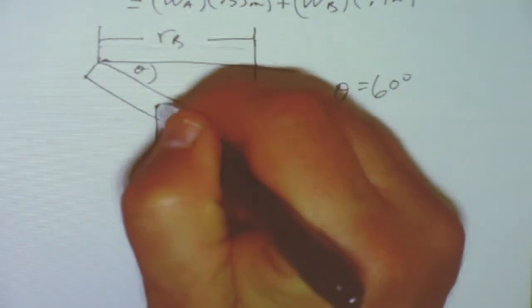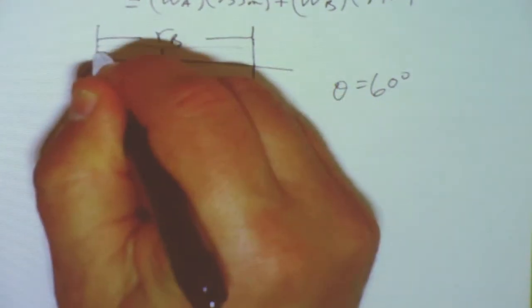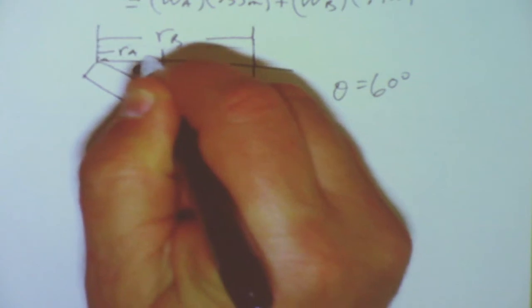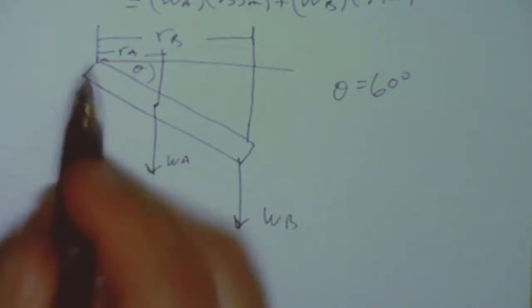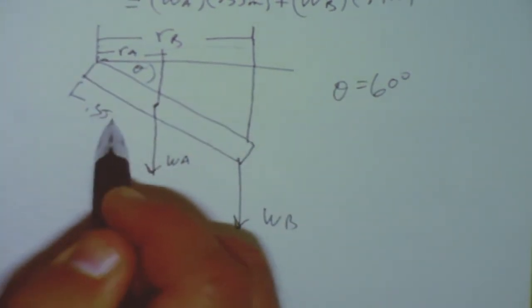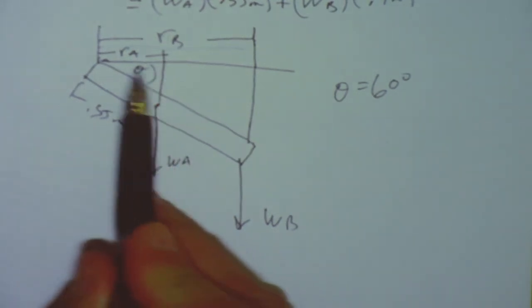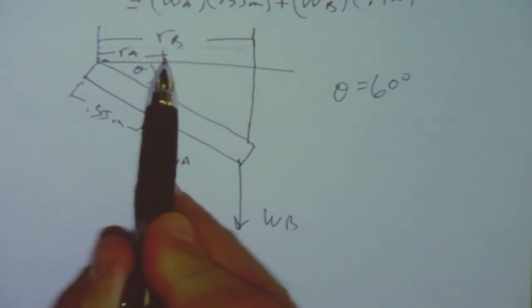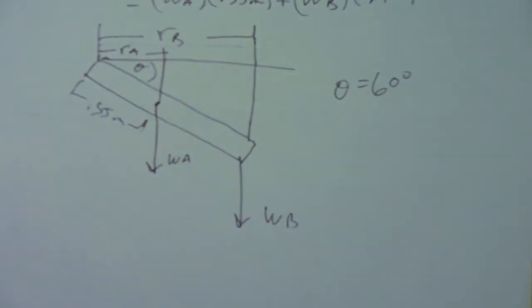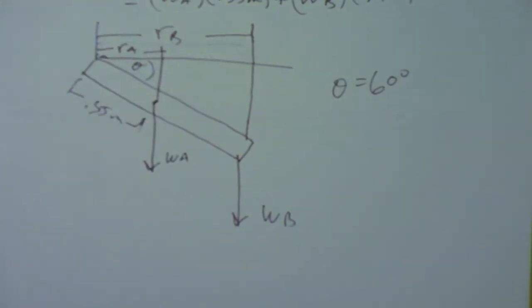Same thing, you'll have to figure out this distance. So this was 0.35 meters. You need to figure out how much this distance is. Okay, so I recommend maybe redrawing the picture and seeing why it's different there.